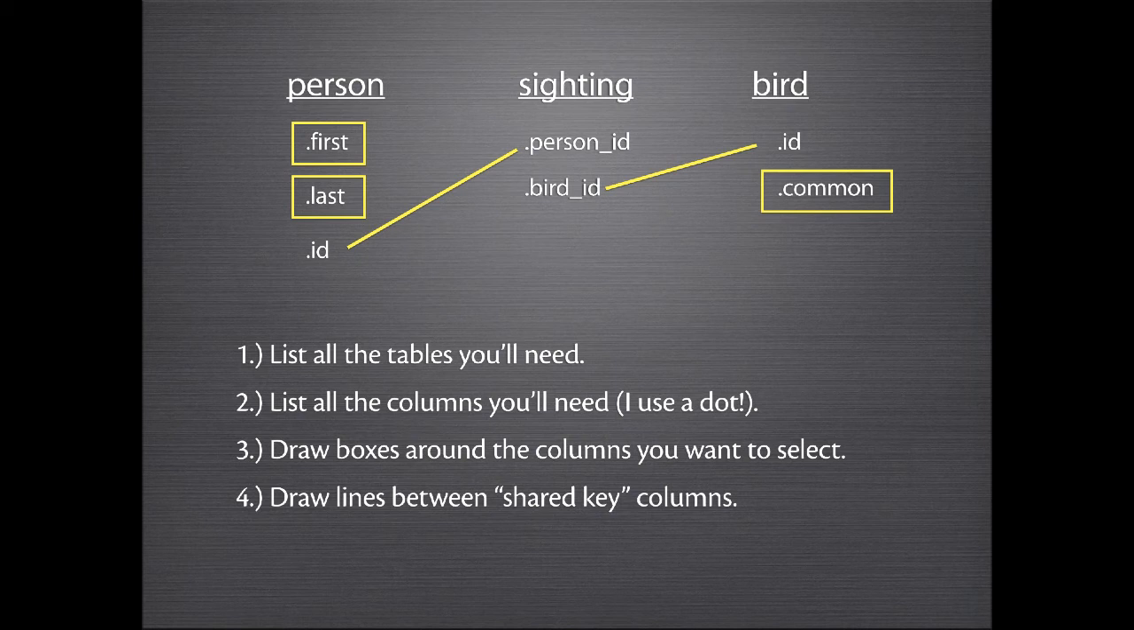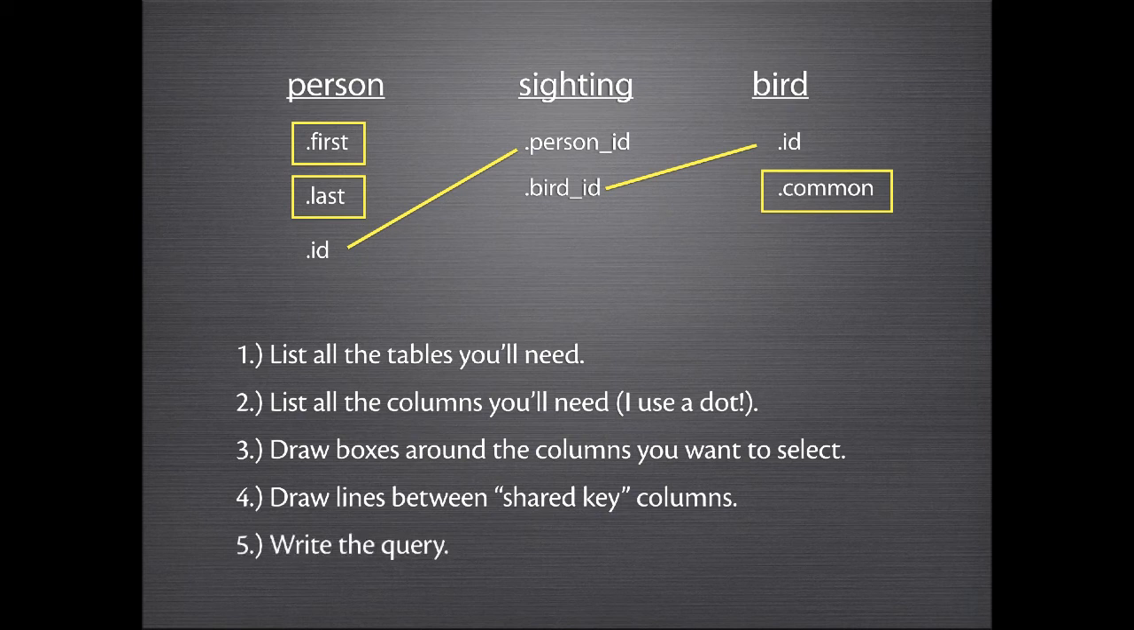If you want to think about it this way, this is a metaphor I use a lot. Every table is like an island in the stream, and the bridges are the things that allow me to move from island to island. So unless I have a shared key between person and sighting, I can't hop from one island to the other. I need to have a bridge to get there. So that's what those primary key, foreign key relationships do for me.